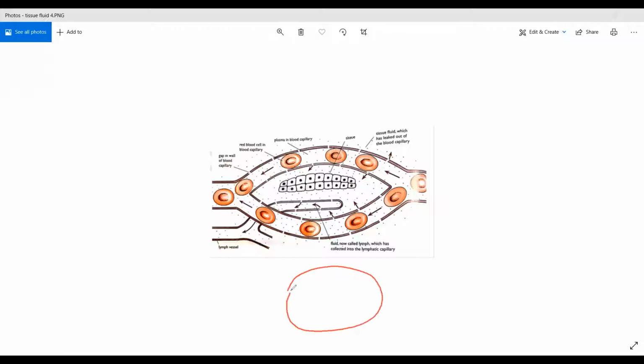So if this is a cell, there is a space between the blood capillaries through which the plasma escapes out of the wall of the capillaries. As you can see, the wall of the capillaries has holes. The plasma is going to escape outside through these holes in order to get rid of some materials that will form something called the tissue fluid.